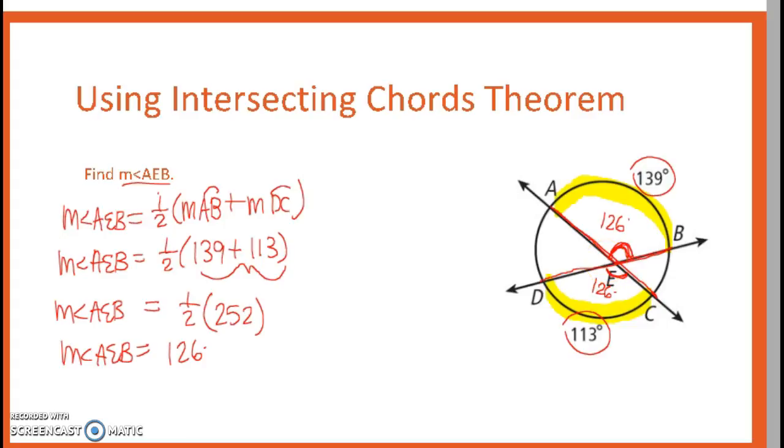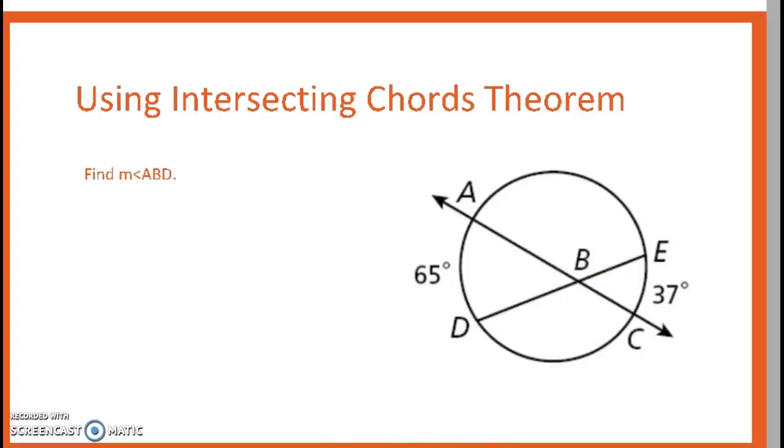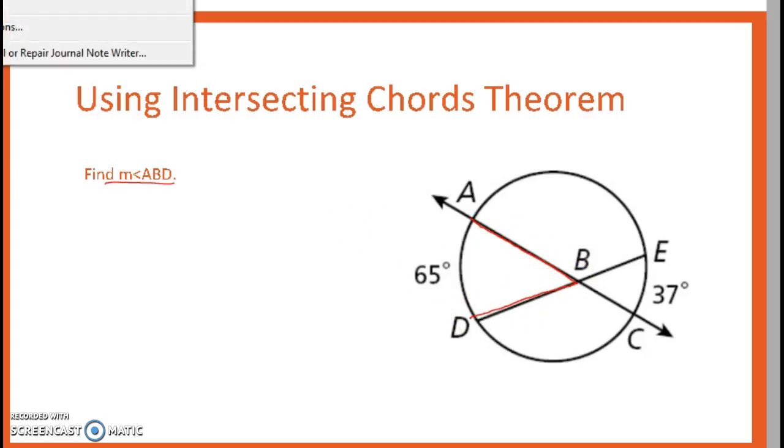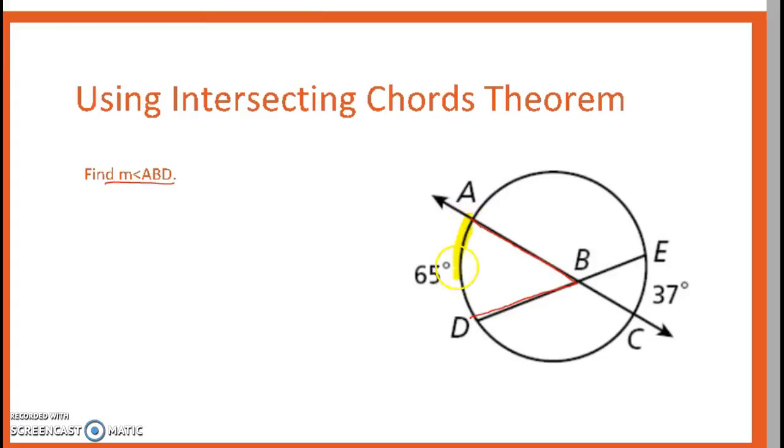All right, let's try one more practice problem of this. Maybe I can pick the right angles for you guys. Okay, so here I want to find the measure of ABD. There we go. ABD is this angle here. So using this intersecting chords theorem, I'm going to find the average of these two intercepted arcs. So I can say the measure of angle ABD is equal to 1/2 the sum of the measure of arc AD plus the measure of arc EC.